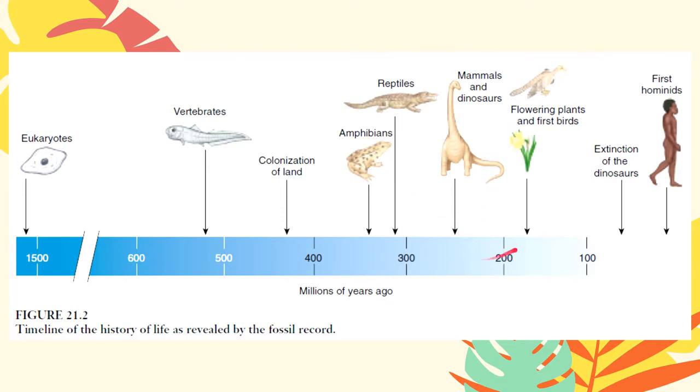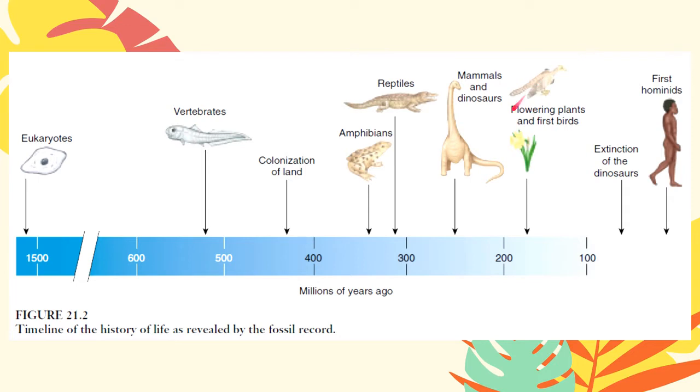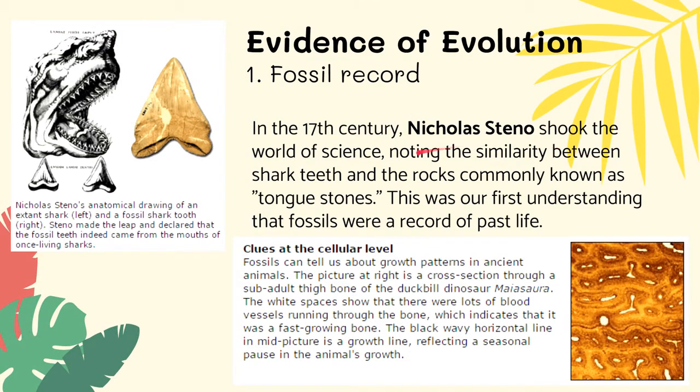Around 200 million years ago, the first birds, which are actually more related to dinosaurs, appeared, as well as the flowering plants. Then around 100 million years ago would be the extinction of the dinosaurs due to a catastrophic event. So the remaining mammals were the ones who flourished during this time and gave rise to the first hominids.